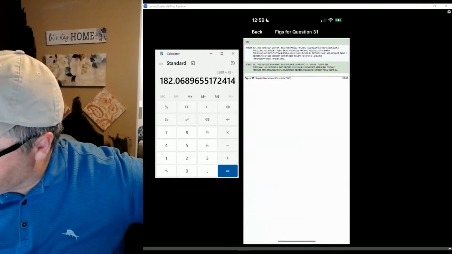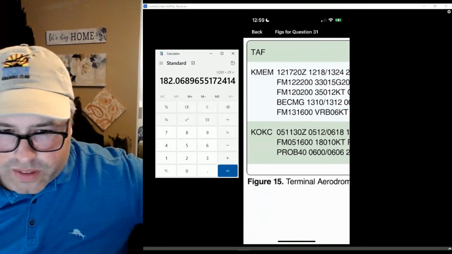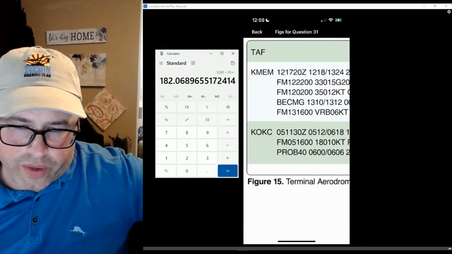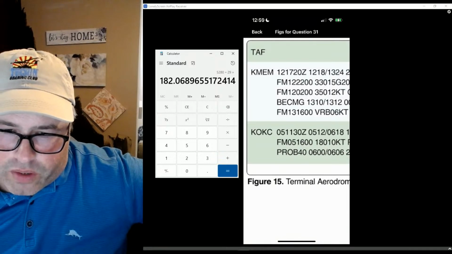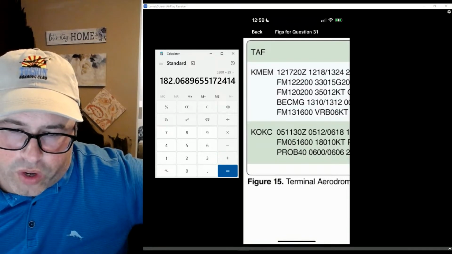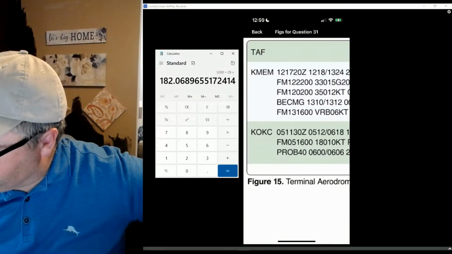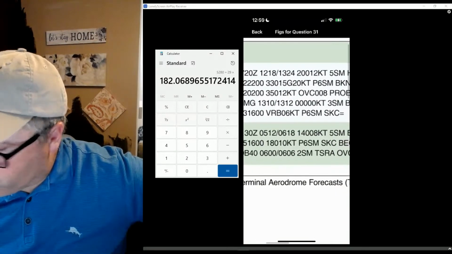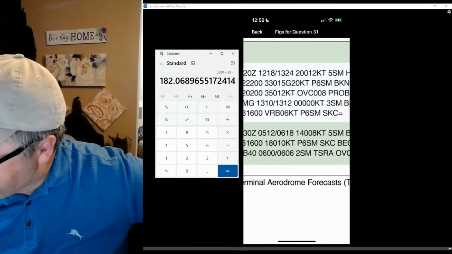So we look at the right one first. Don't look at Memphis above. Look at Oklahoma City. They're going to say when was the TAF given? When is it valid? It's valid from the 5th at 1200 to the 6th of the month at 1800. So do we want to start at 1200? The question said from 1600.